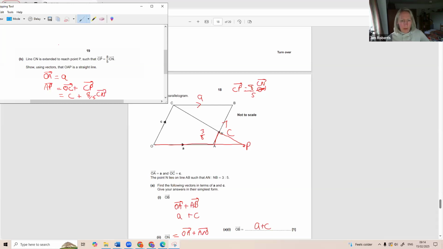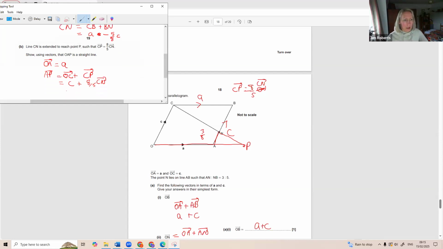What is C to N? We haven't found that. C to N, I'm going to put up here, is C to B plus B to N. CB is A. BN, but we're going to have to minus it because we're going the wrong way through our arrow, is minus 5/8 of C. So we've got C plus 8/5 of A minus 5/8 C.